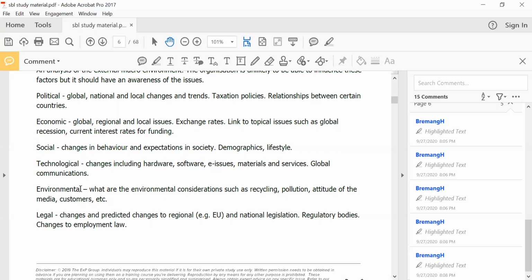So we have the next one, which is also called environmental. Environmental, what are we looking at? What are the environmental considerations such as recycling, pollution, attitude of the media, customers, etc.